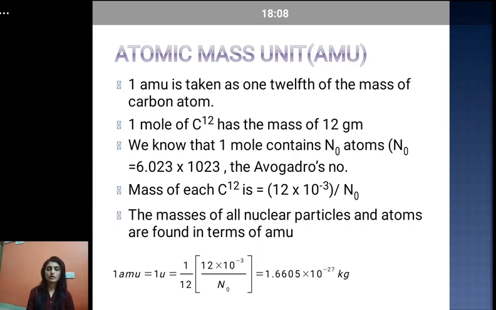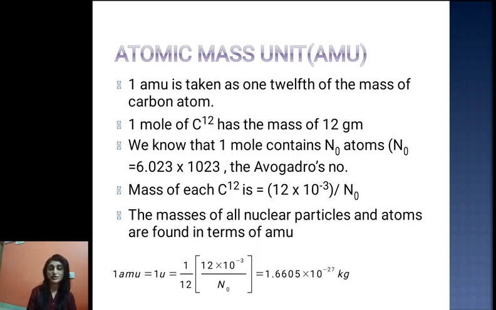Let's talk about atomic mass unit, AMU. 1 AMU is taken as 1/12 of the mass of a carbon atom. Now, 1 mole of carbon 12 has a mass of 12 grams. And we know that 1 mole contains Avogadro number of atoms, where Avogadro number is 6.023 into 10 raised to 23. So, the mass of each carbon 12 atom is 12 into 10 raised to minus 3 upon Avogadro number. And 1 AMU equals 1/12 of the mass of a carbon atom.